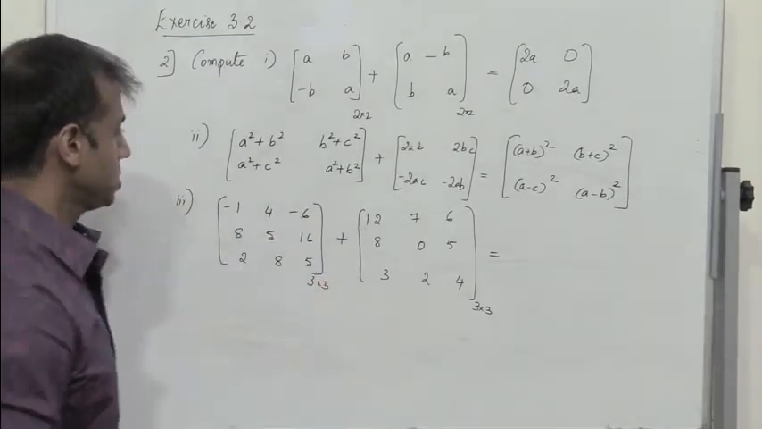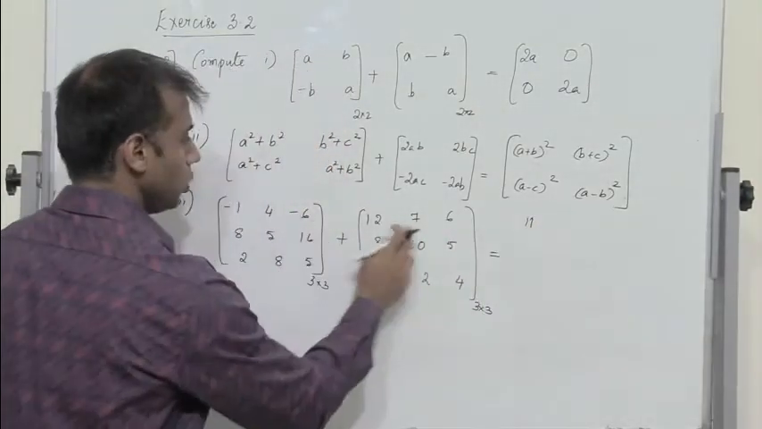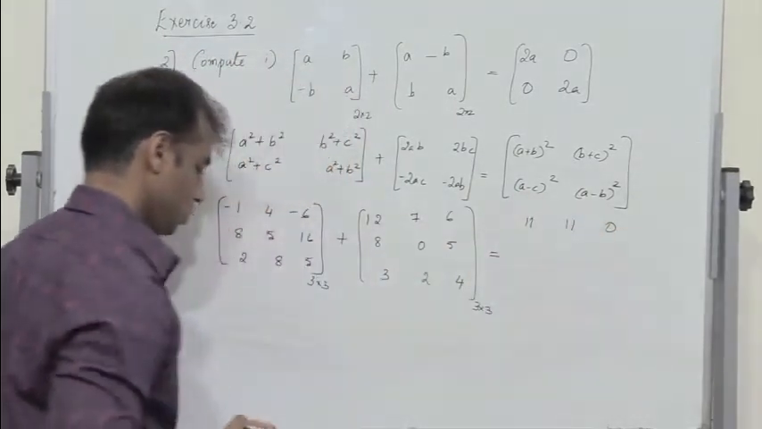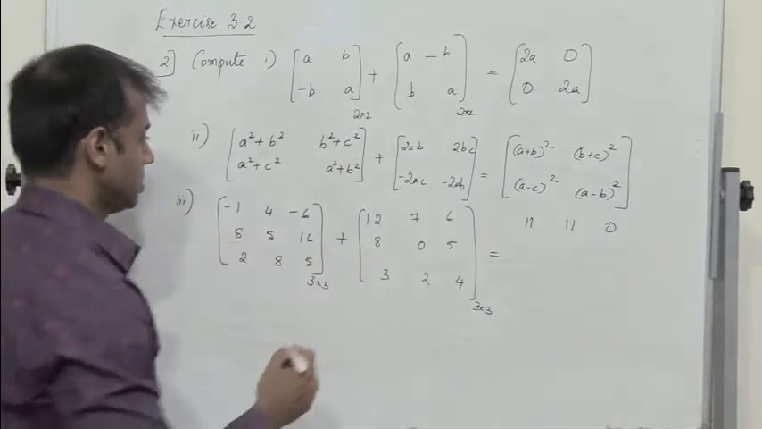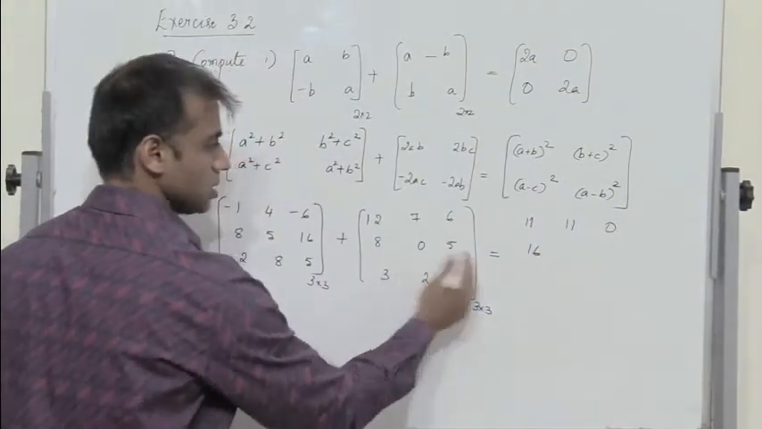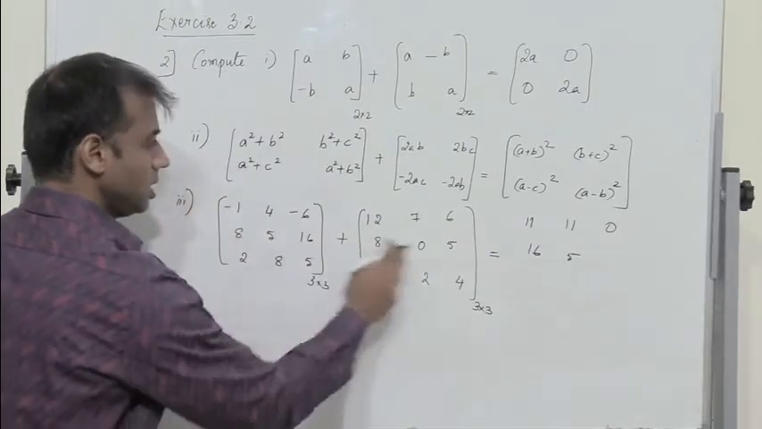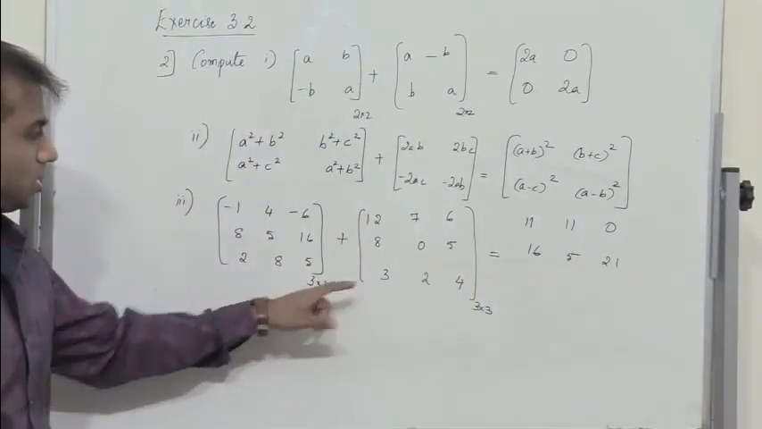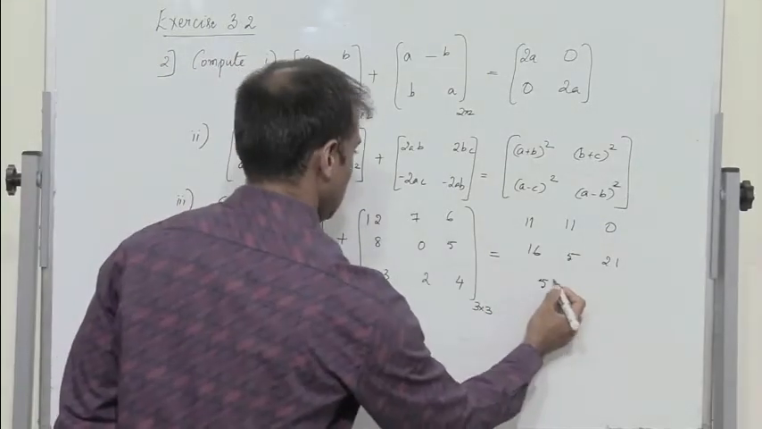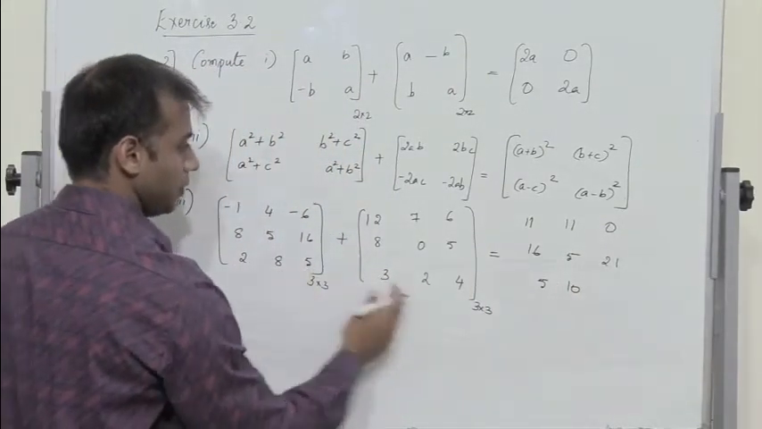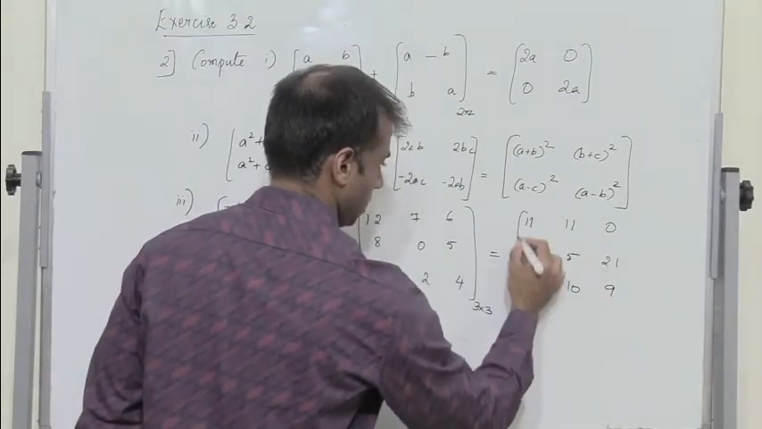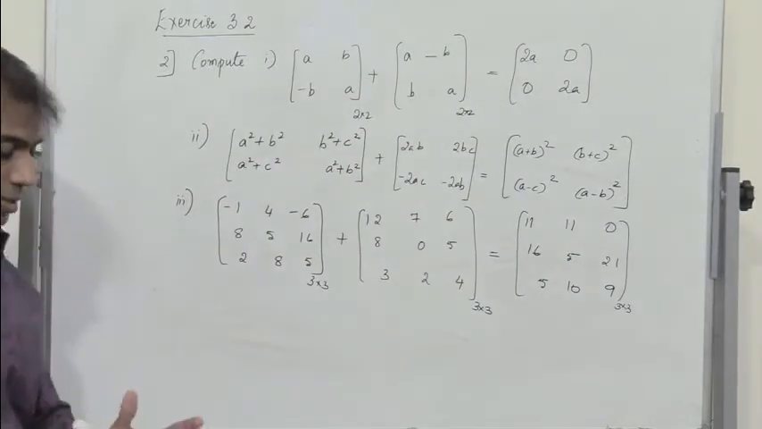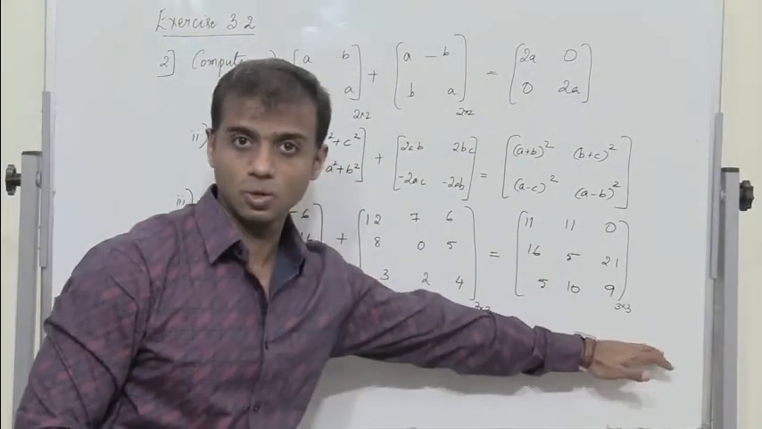So minus 1 plus 12 is 11. 4 plus 7 is 11. Minus 6 plus 6 is 0. Next 8 plus 8 is 16. 5 plus 0 is 5. 16 plus 5 is 21. Next I have 2 plus 3 is 5, 8 plus 2 is 10 and 5 plus 4 is 9. So I have added two matrices of order 3 cross 3 and the resulting matrix is also of order 3 cross 3.